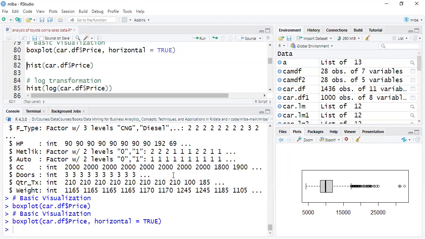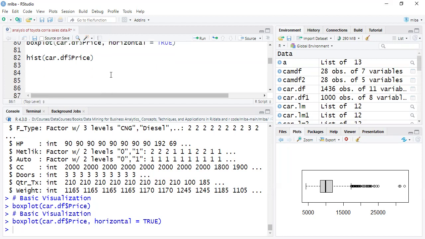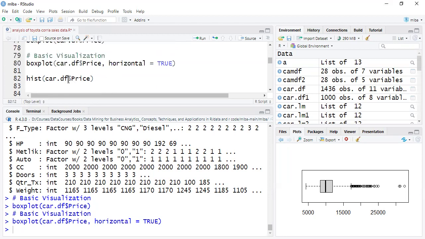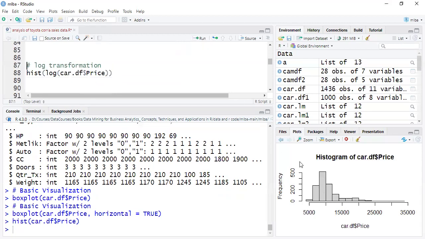Now coming to the next point, transformation. If it is right skewed, I can show the same thing with a histogram. So you can see the histogram mentions that the distribution is right skewed. As I was telling you, this distribution is right skewed, and you can see clearly here that the distribution is right skewed.